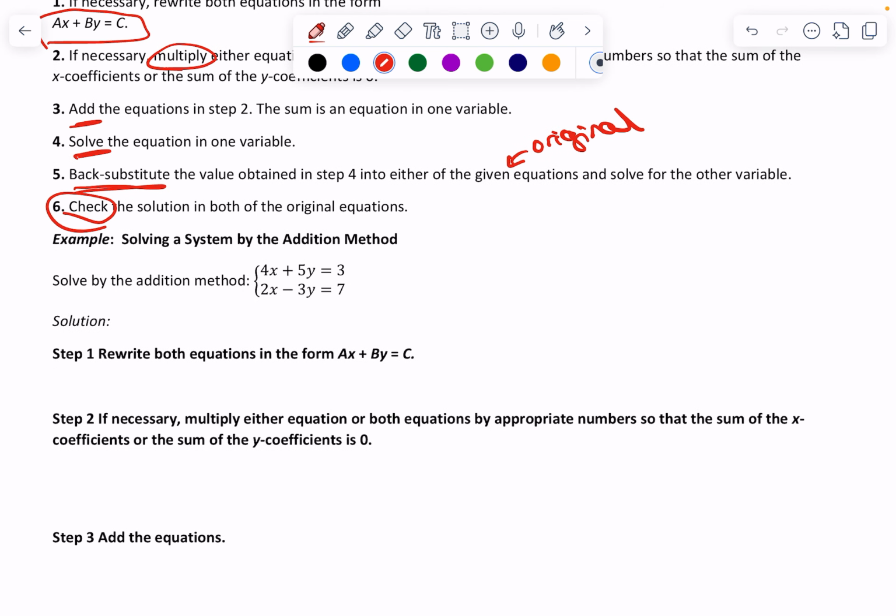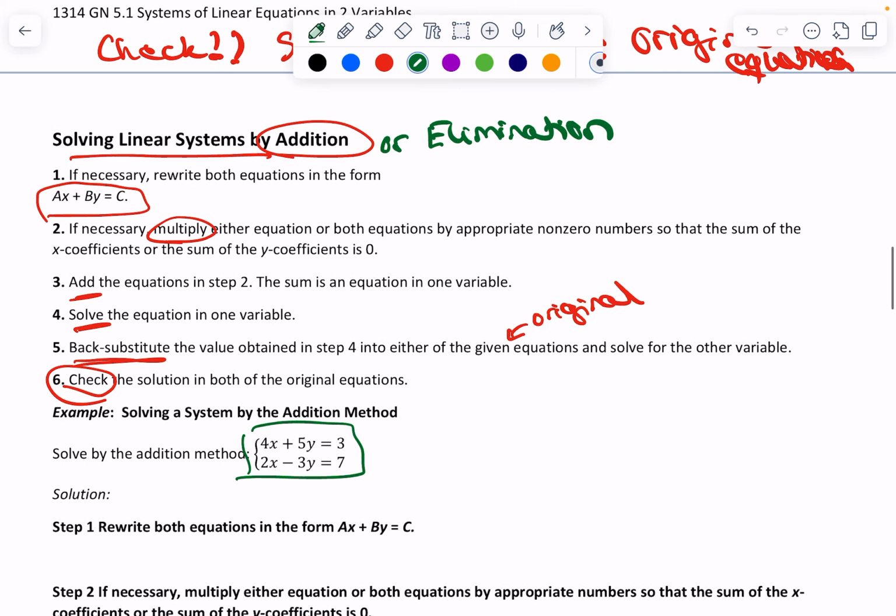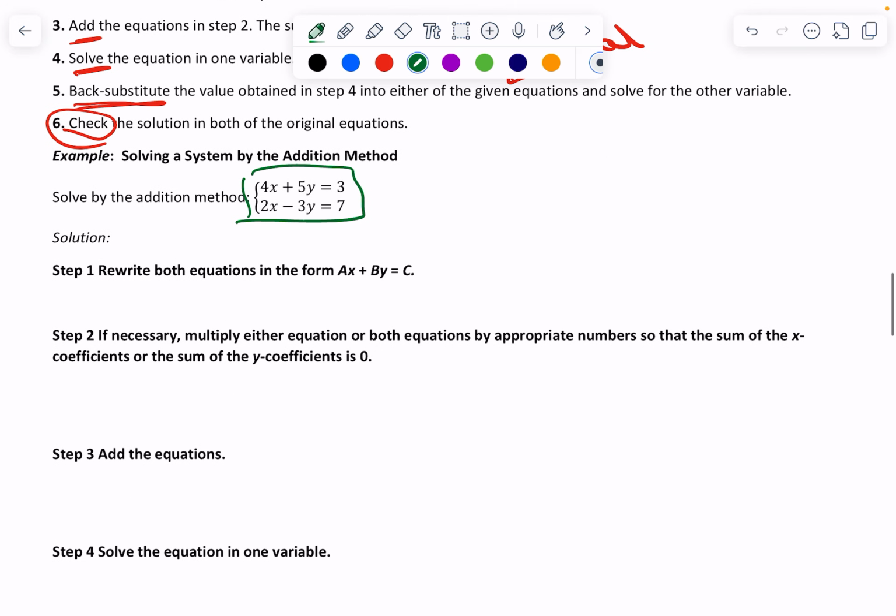Okay, so let's look at an example here again. Elimination is the word that is used instead of addition. So this can be by addition or elimination. That's another word that I've seen for this same method. It's the exact same method, just a different name.